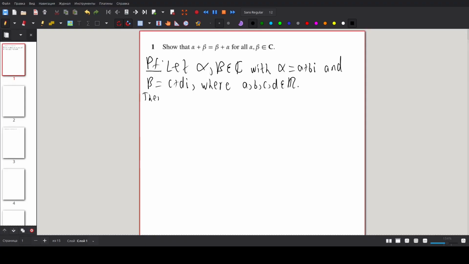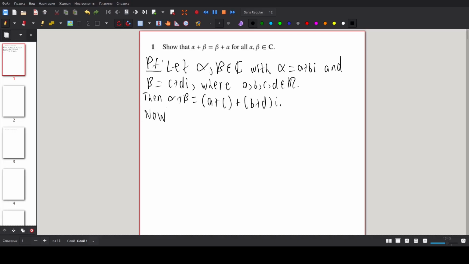Okay. So I'll say then alpha plus beta equals, so by this definition from the beginning of the chapter, to add complex numbers like this, you sum the real parts. You sum the real parts, I meant to say. So it's going to be a plus c plus b plus d i. Okay.